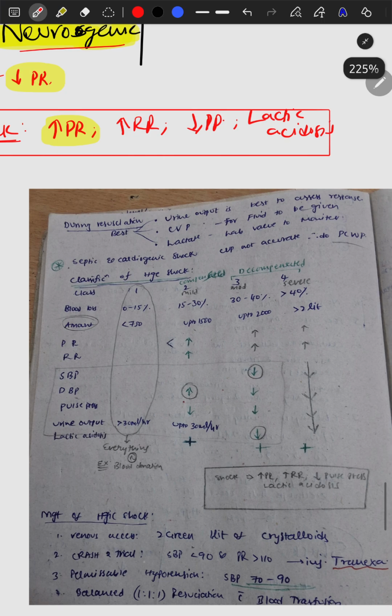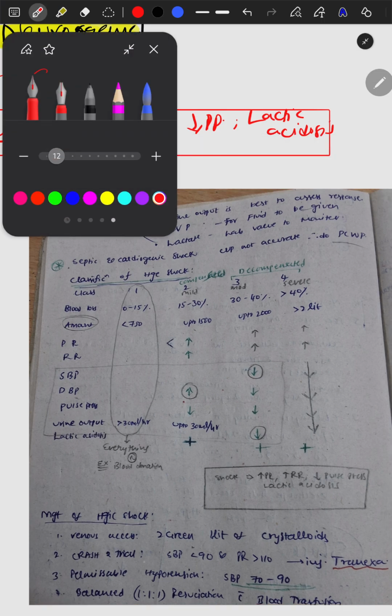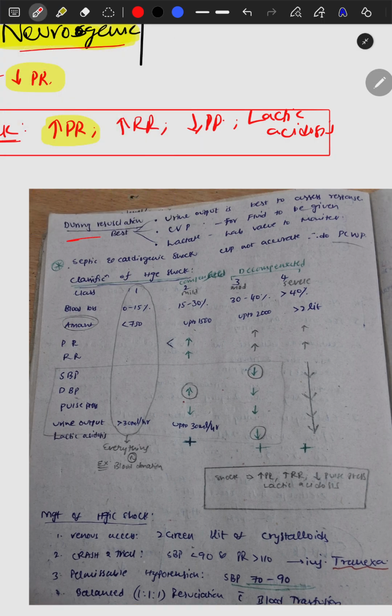Okay, now the best thing for assessing the response during resuscitation is urine output. To assess how much fluid to be given, CVP is the best, central venous pressure. And to assess the shock severity, lactate will be the best. Now in septic and cardiogenic shock, CVP is not accurate, so there you should not rely on the CVP. You should rely on the pulmonary capillary wedge pressure. You should not rely on the central venous pressure; you should rely on the pulmonary capillary wedge pressure.